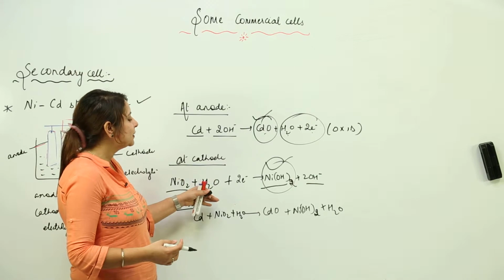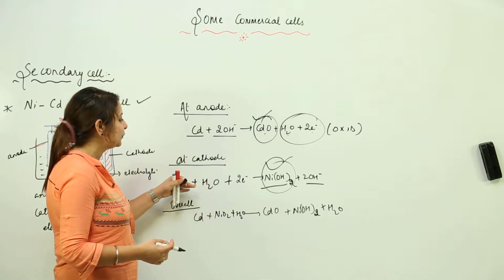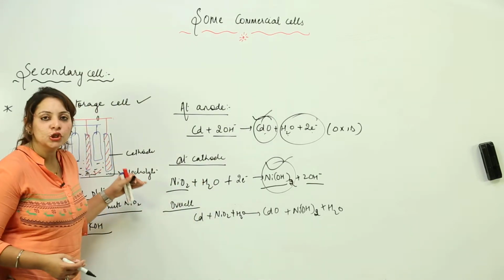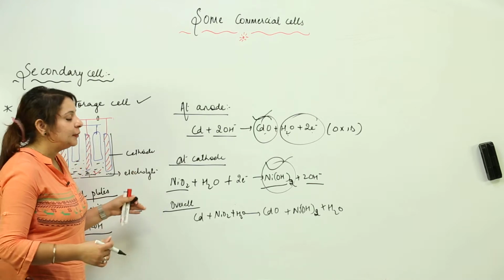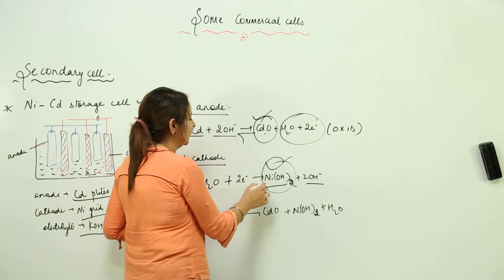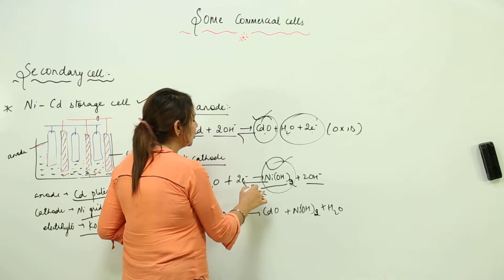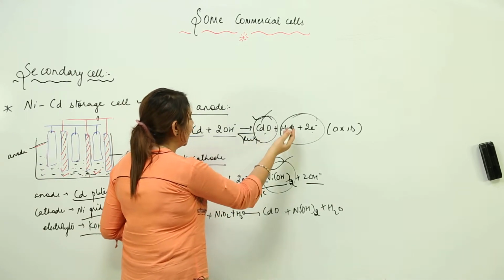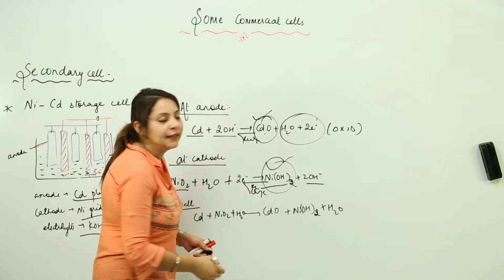But when the electrolyte gets exhausted and there is a coating there, the reaction actually stops. That is the time when we have to supply it with external energy. That means you have to recharge it so that these reactions get reversed and the cell keeps on working.